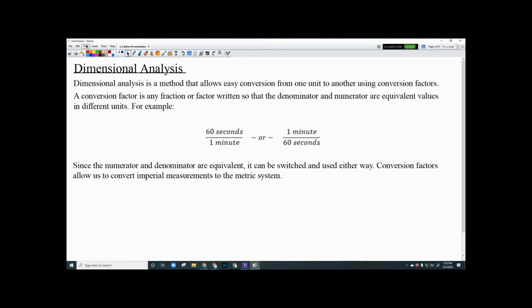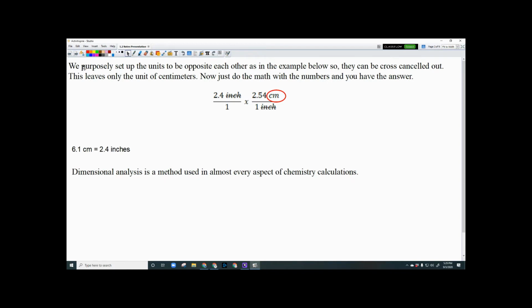Okay, so let's look at an example. We purposely set up the units to be opposite one another in this example so they can be cross-canceled out, which leaves the unit of centimeters, which is what we want because we're taking 2.4 inches and we want to convert it to centimeters. So this right here is a conversion factor. These two things are equal. 2.54 centimeters is equal to 1 inch. But this is in the imperial system of measurement, inches, and this is in the metric system.